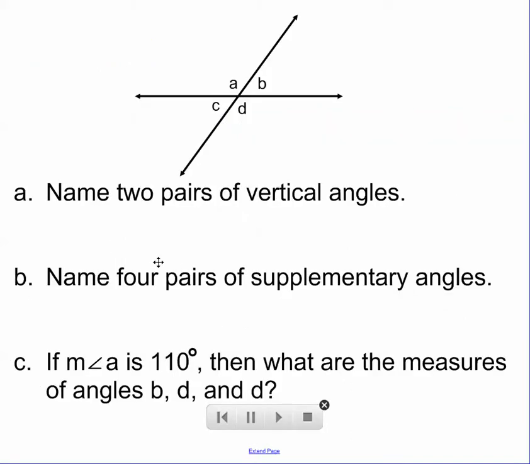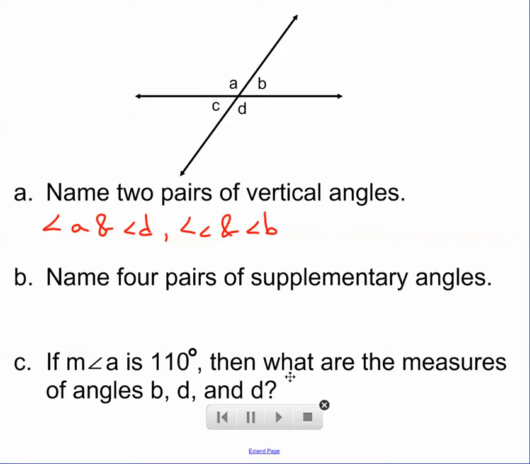Let's name two pairs of vertical angles. Angle A and angle D are a pair of vertical angles, and angle C and angle B are a pair of vertical angles. And if they are vertical angles, then they are congruent. In other words, angle A is congruent to angle D, and angle C is congruent to angle B.